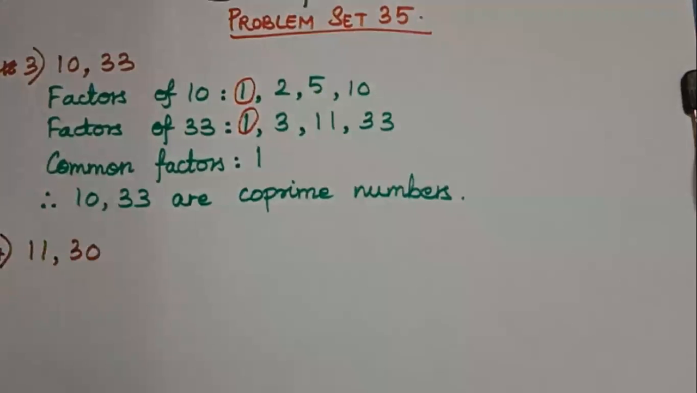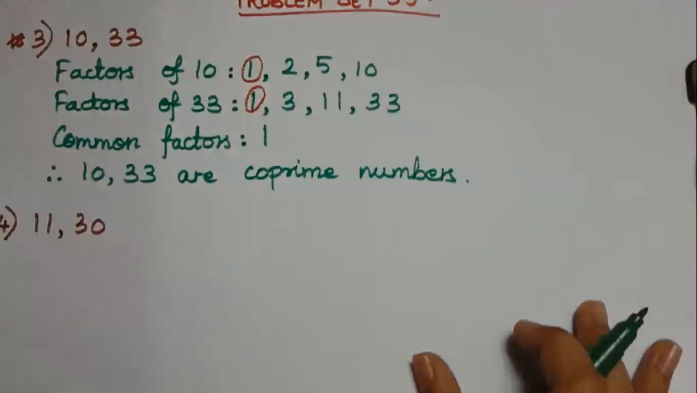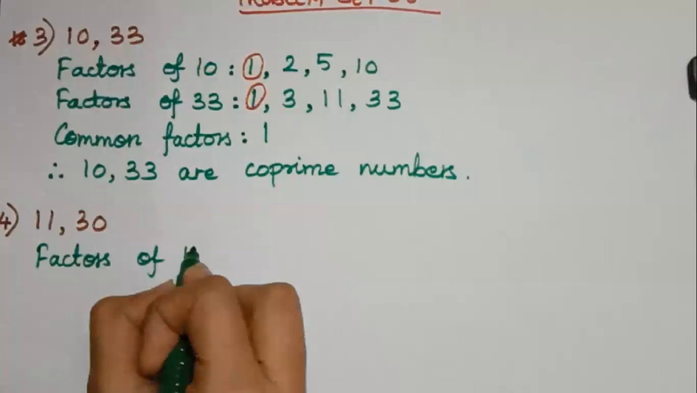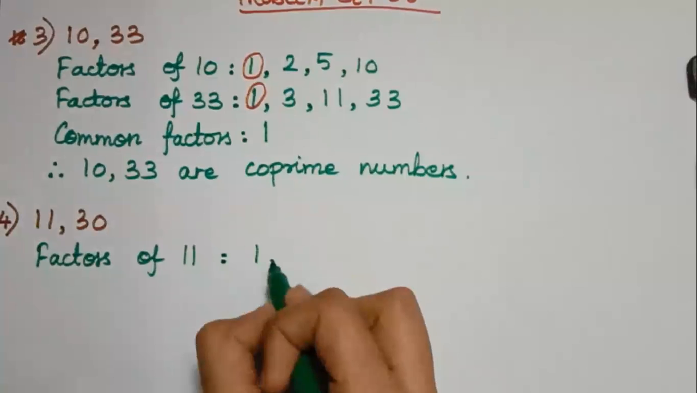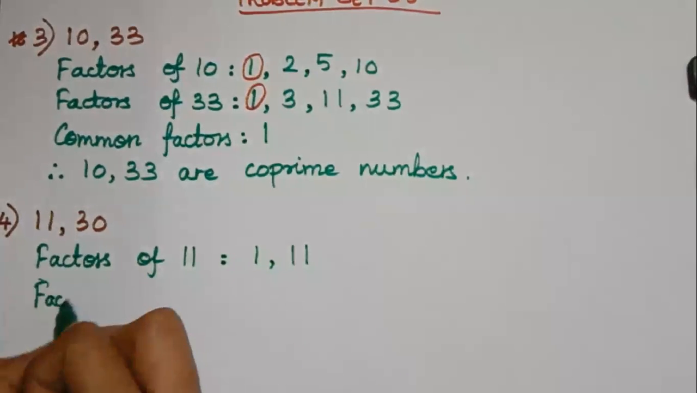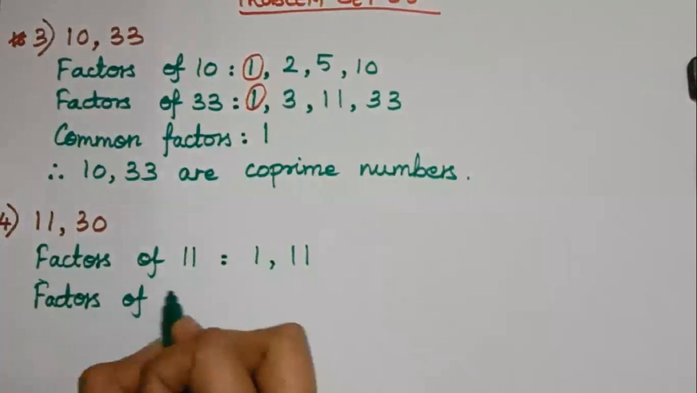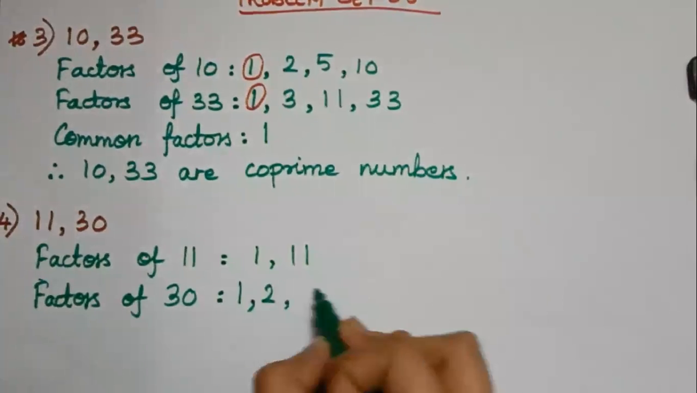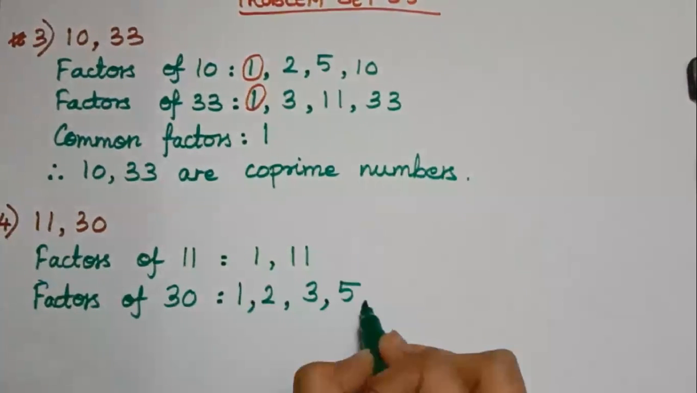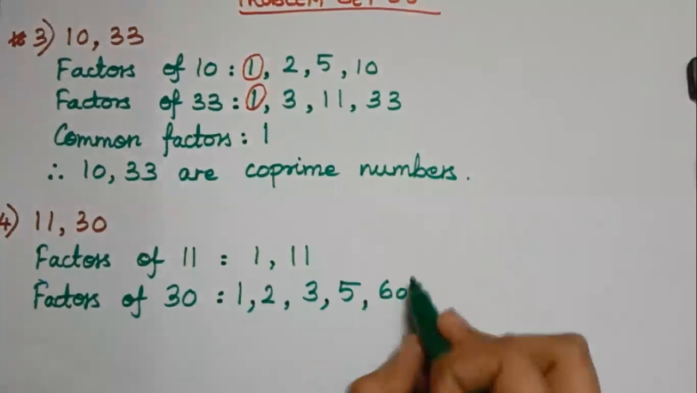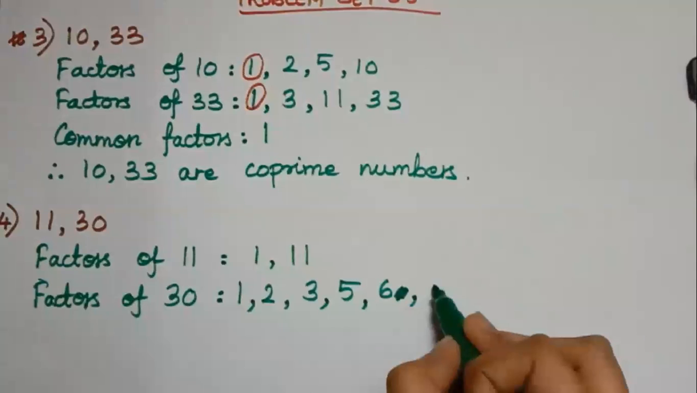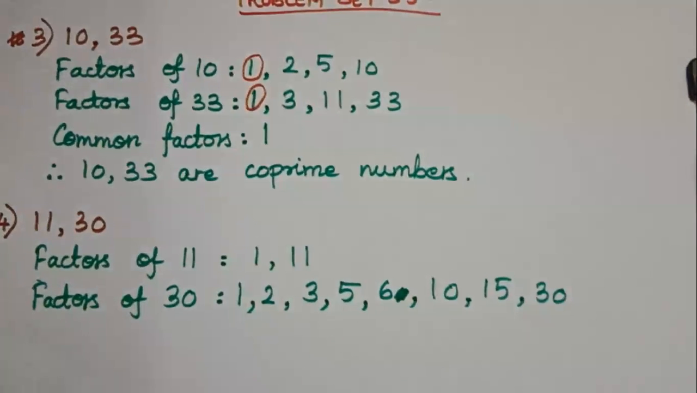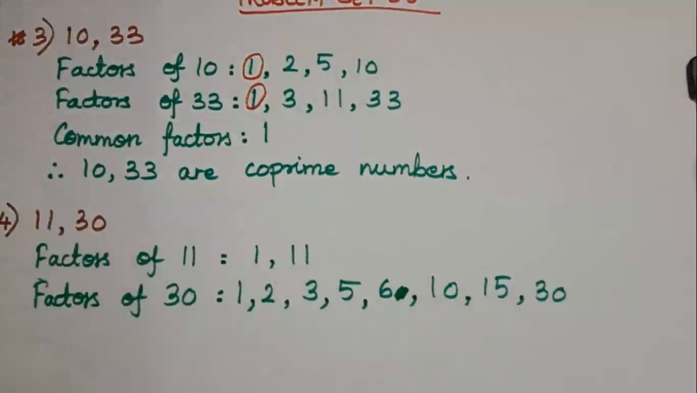So as we did in the previous sums, we will first find out the factors. Factors of 11, what are the factors for 11? 1 and 11. Okay, now the factors of 30, what are the factors of 30? So there are numbers 1, 2, 3, 5, 6, sorry, 6, okay, not 60, sorry, 6, 10, 15 and 30.